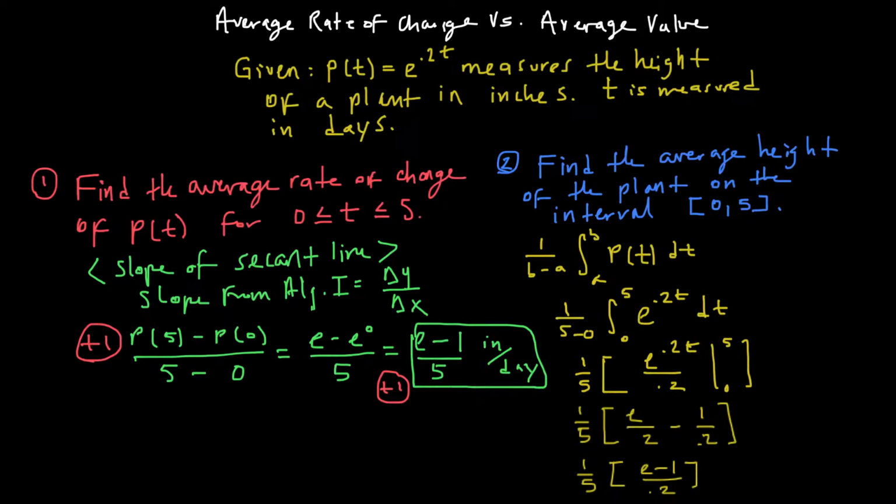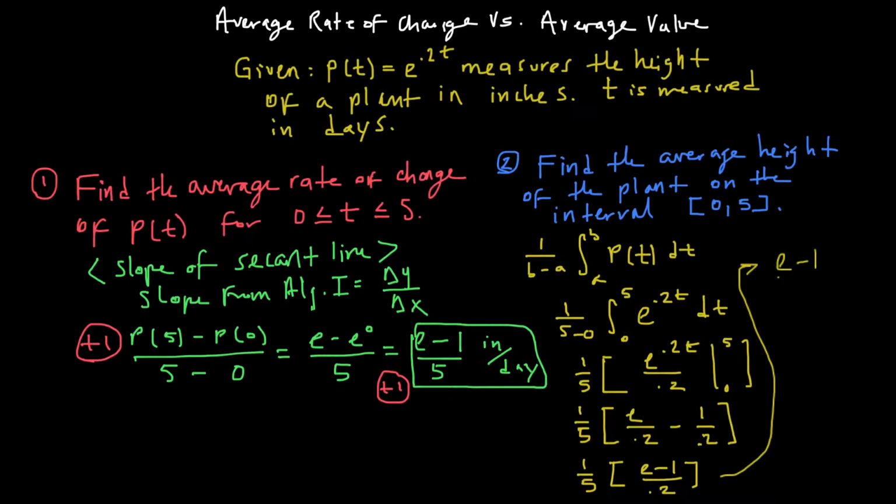And when we multiply, we can multiply these two fractions, the top times the top, the bottom times the bottom, and we will actually get 1 times e minus 1 is just e minus 1. And then 5 times 0.2, that's going to be just 1. So it's e minus 1 over 1, or just e minus 1.